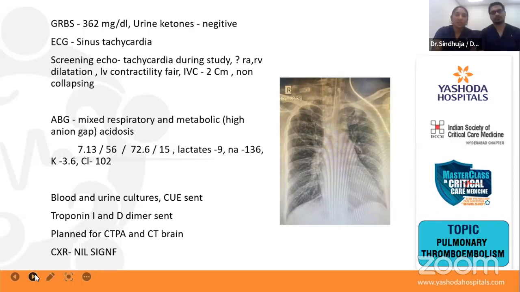Okay, that's the sugar, right? This is the sugar from the finger puncture. Glucometer. Okay, fine. Continue. ABG showed mixed respiratory and metabolic acidosis, high anion gap. pH is 7.13, PCO2 is 56, PO2 is 72.6, and bicarb is 15, lactates were 9, sodium is 136, potassium 3.6, and chloride 102. This is on BiPAP. Yes, sir. Okay. Blood, urine, and ET cultures were sent after intubation, and CUE is sent, troponin I and D-dimer were sent, and planned for CT chest.